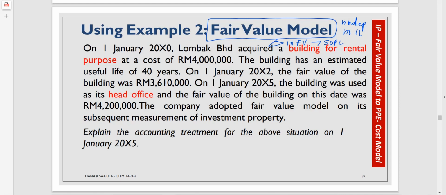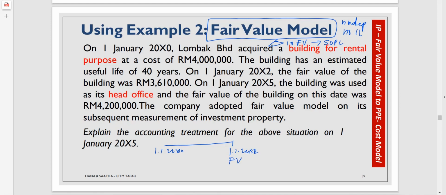So you have 1st of January 2000x0, which is your same year end, exactly the same as what you have, only that on the date of transfer you use the fair value model. So it's exactly the same. What we need to take note of is the transfer that took place. So here, from 1st of January 2000x0 until 1st of January 2000x2, there was a change in fair value.